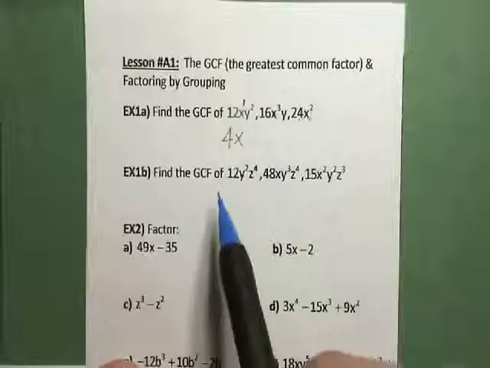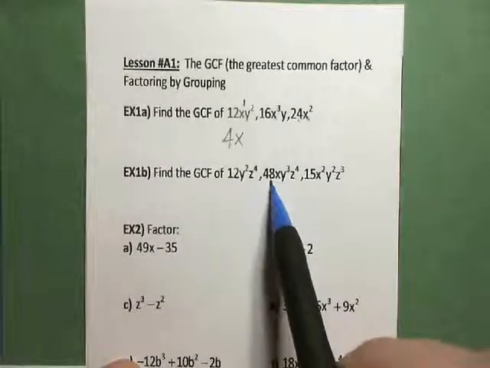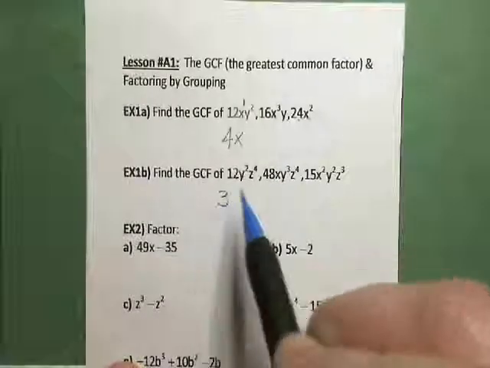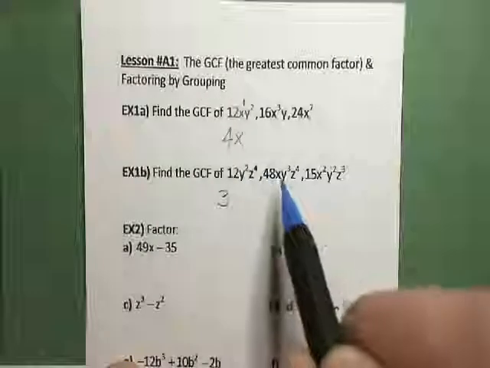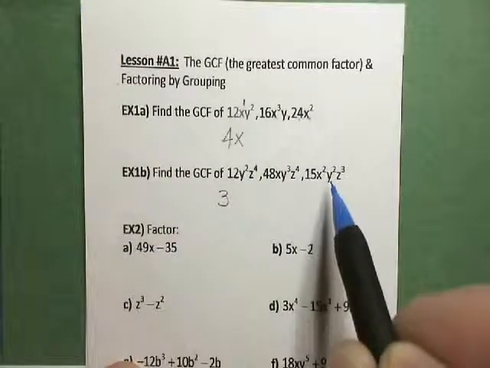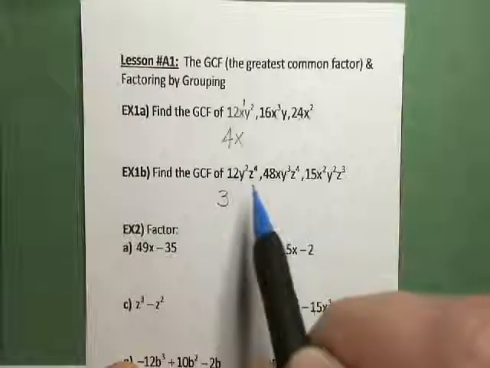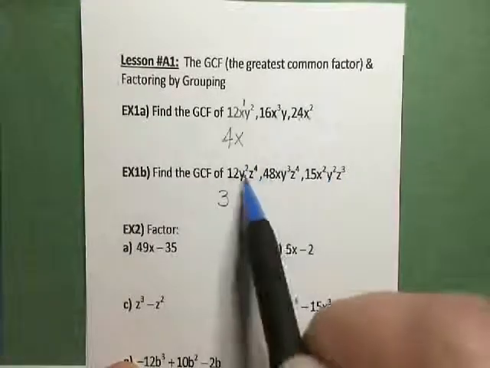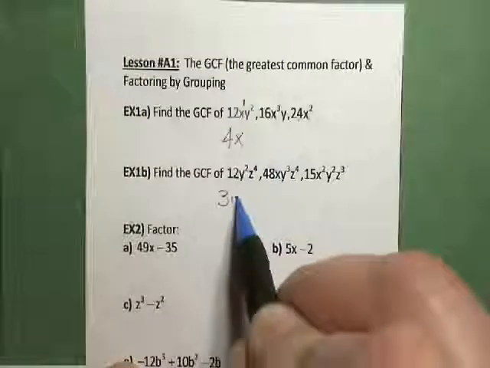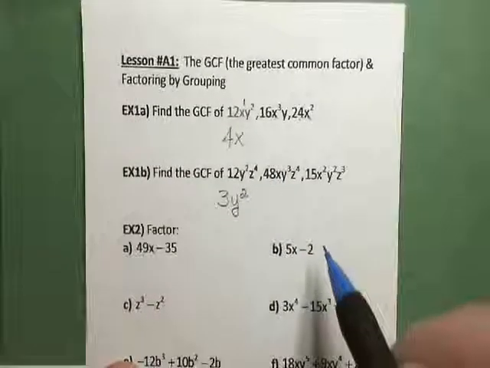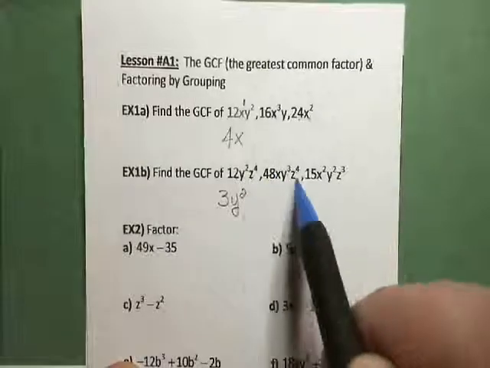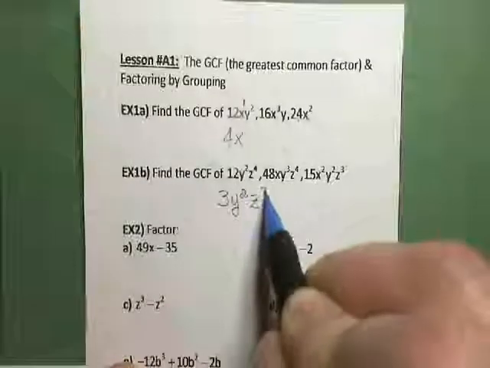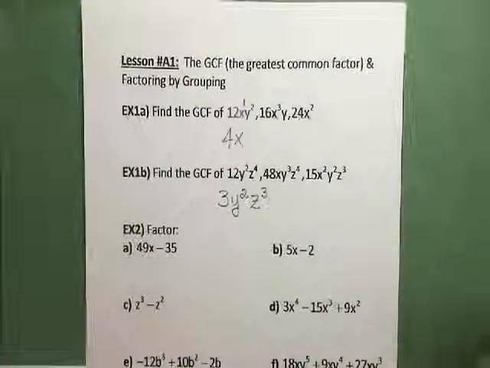Let's look at another example. What is the biggest number that goes into 12, 48, and 15? Well, the biggest number would be 3. Will I be able to factor out a y? Does the y happen in all three terms? And the answer is yes. What is the biggest amount of y's I can factor out from all three of them? Well, look for the smallest exponent, and the smallest exponent would be y to the second. How about the z? Can I factor out a z? And yes, z occurs in all of them. And what is the smallest exponent? z to the third. So that's how you find the greatest common factor.